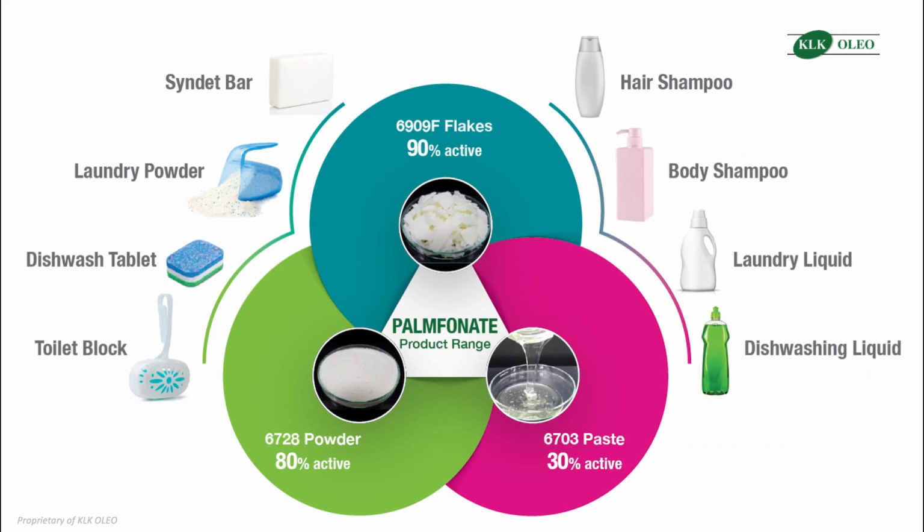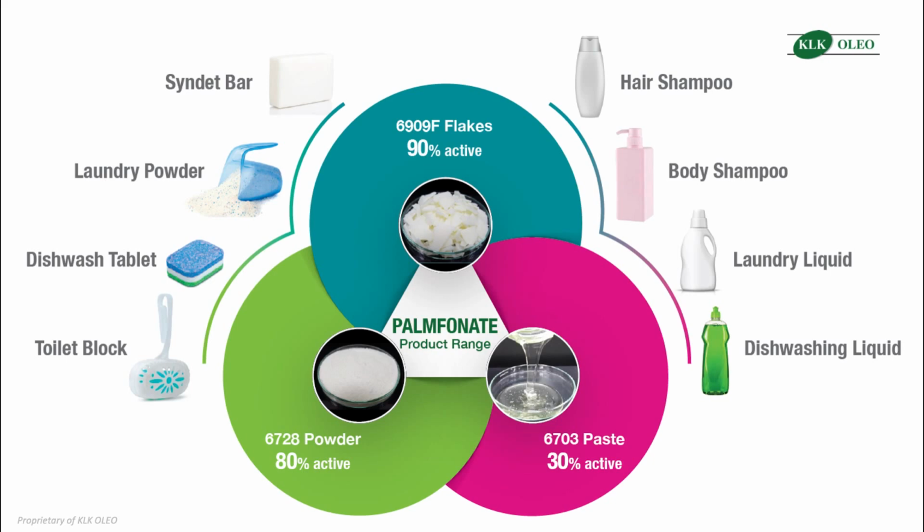AOCS Oleo produces 3 types of MES product under the sulphonate brand name: flakes at 90% active, powder at 80% active and with 10% zeolite, and paste at 30% active. We produce MES in different forms to tailor according to our customers' application needs, as well as to suit their production process. For example, solid products such as Syndet and dishwashing tablet are usually produced using solid raw materials.